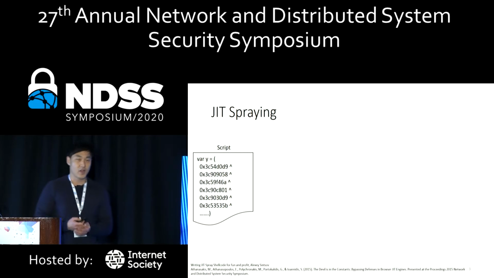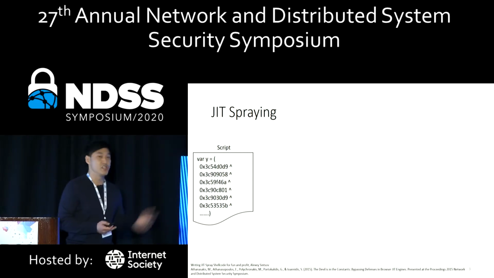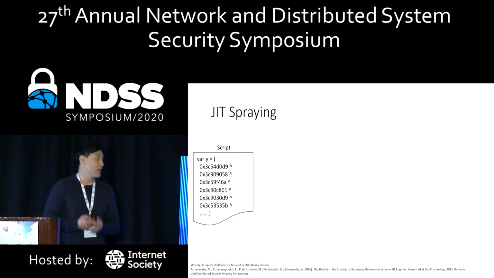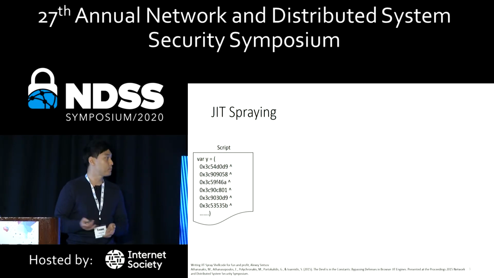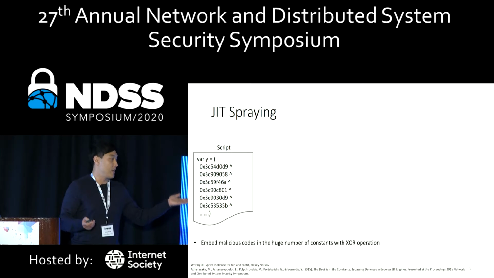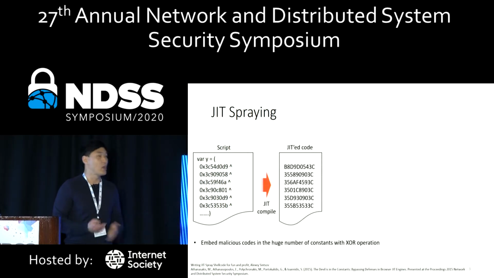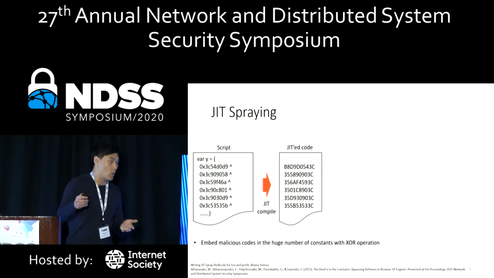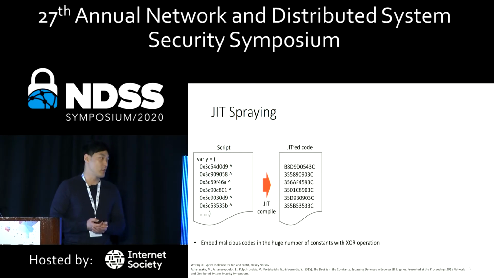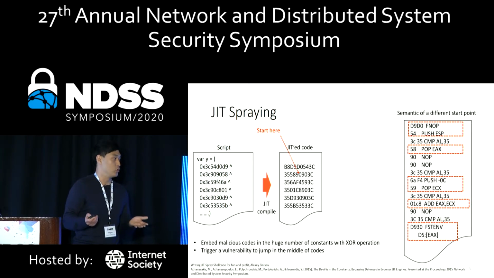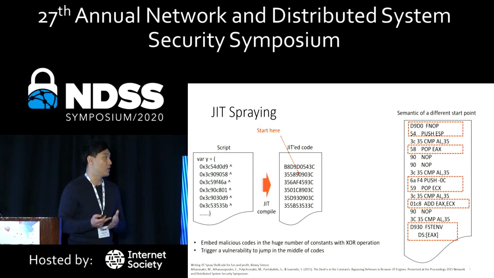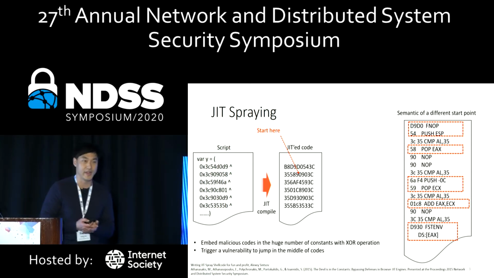One of the famous attacks on JavaScript engines is the spraying attack, where the attacker encodes his malicious code inside of a huge number of constants. When this script is JIT-ed, those constants are sprayed all over the heap. Of course, it doesn't have any harmful effect in normal execution, but the attacker can trigger a vulnerability to change the program counter and jump into the middle of the JIT-ed code where the attacker's code resides.